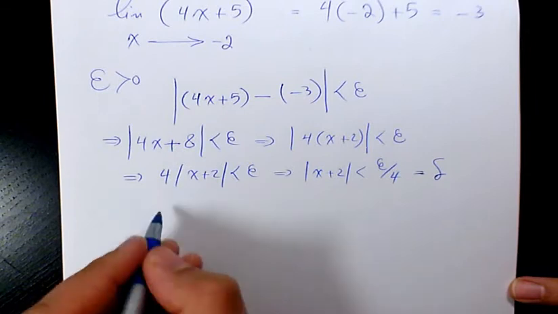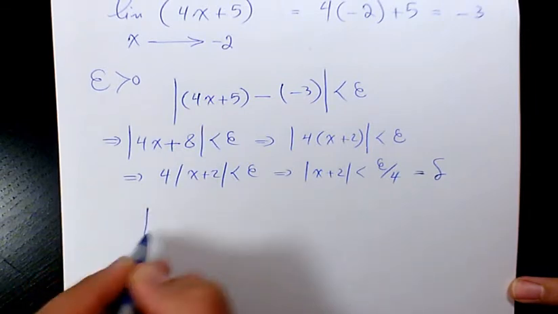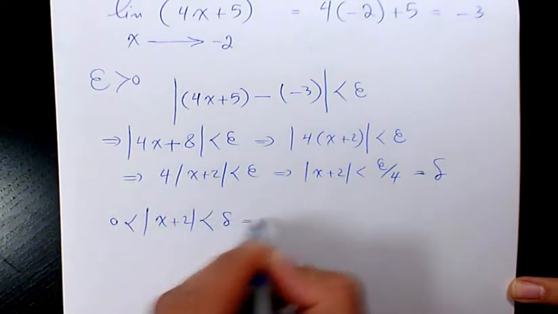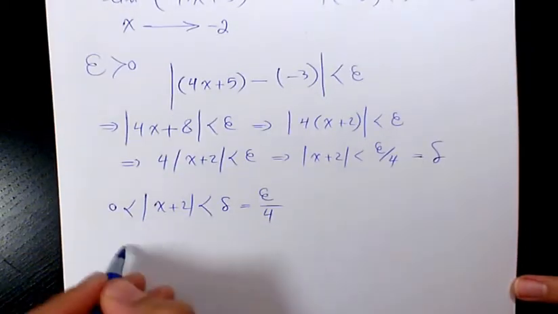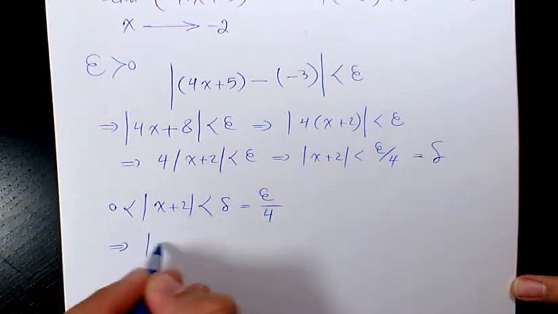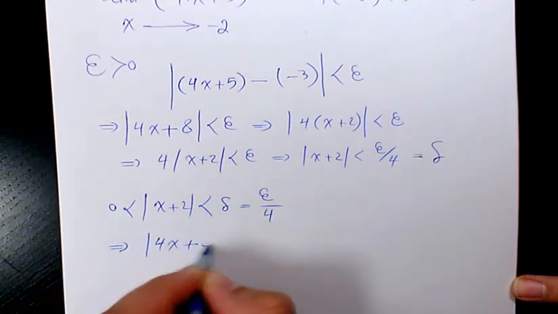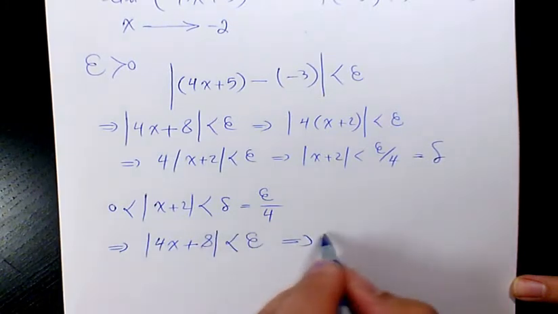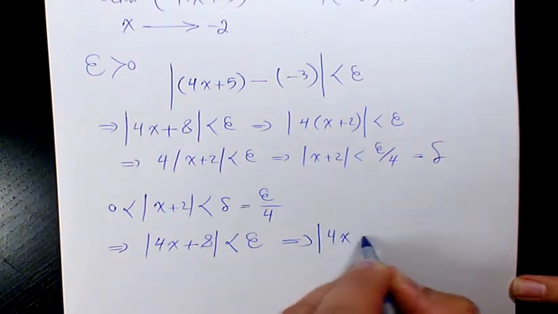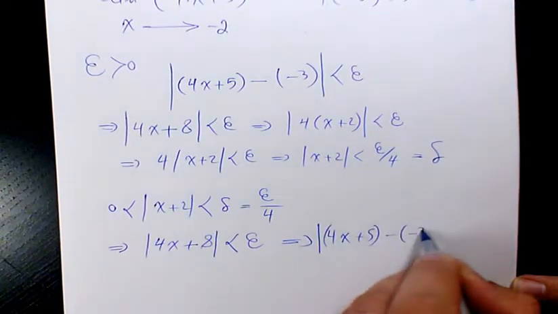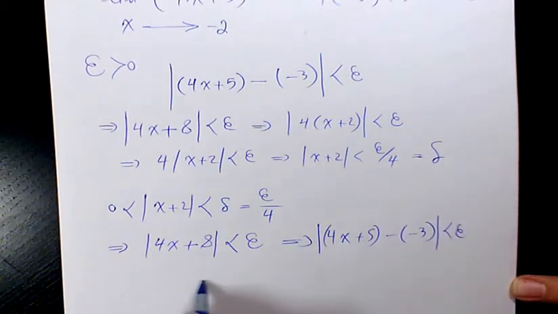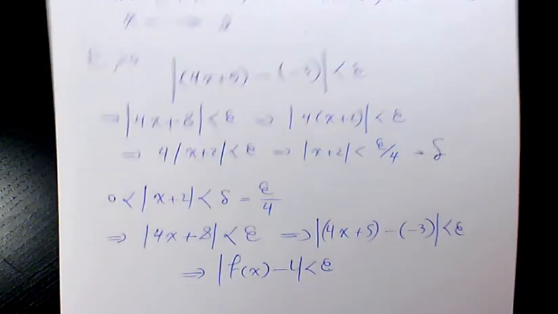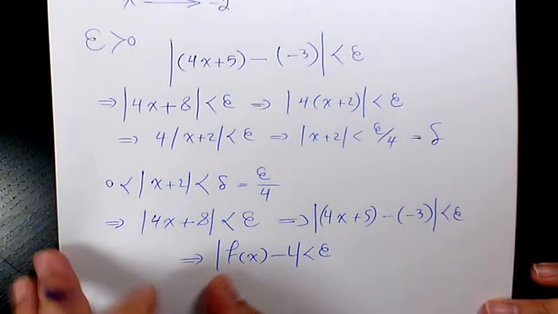Why? Because we can say that when the absolute value of x plus 2 is between 0 and delta, which is equal to epsilon over 4, we can say that 4x plus 8 is going to be less than epsilon. And then we can say that 4x plus 5 minus negative 3 is going to be less than epsilon. And finally, f of x minus L is going to be less than epsilon.